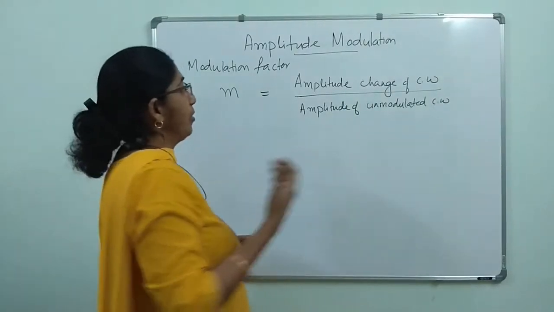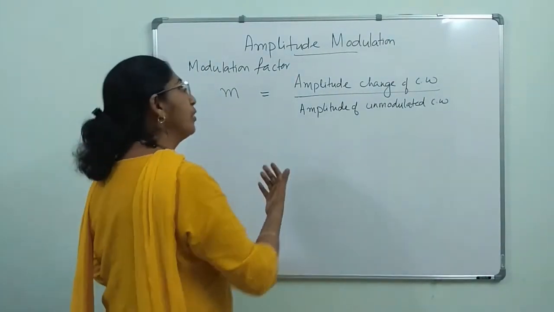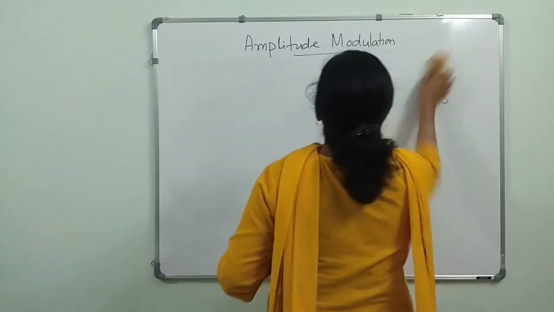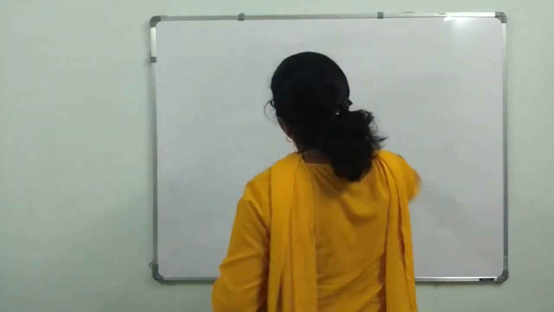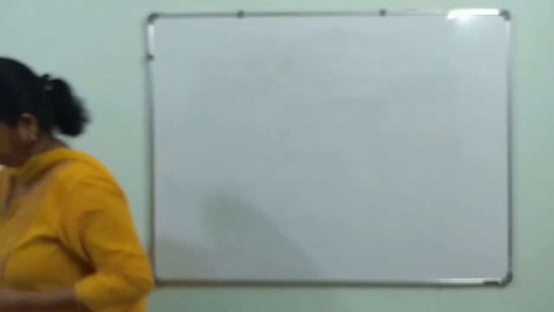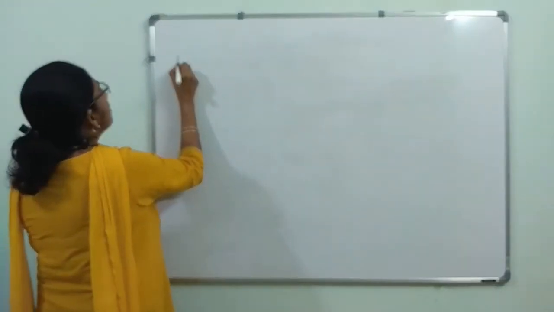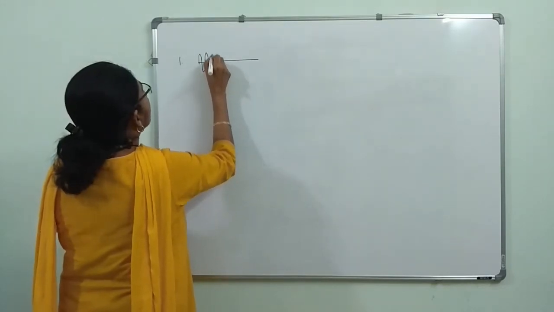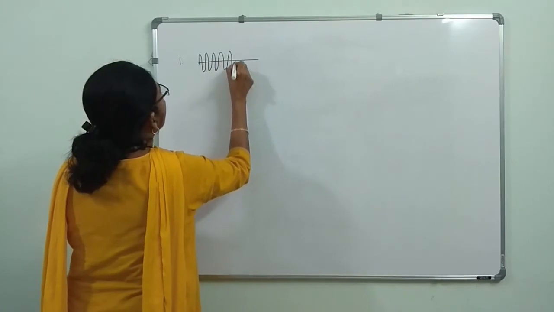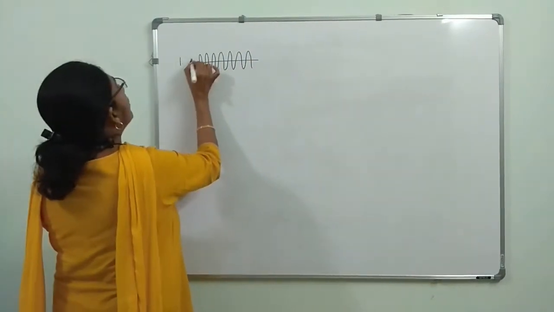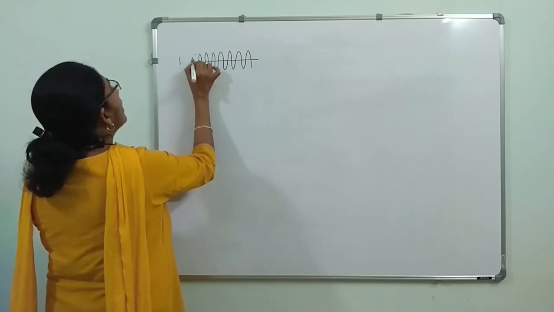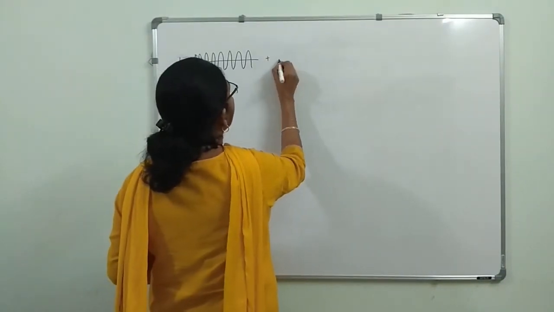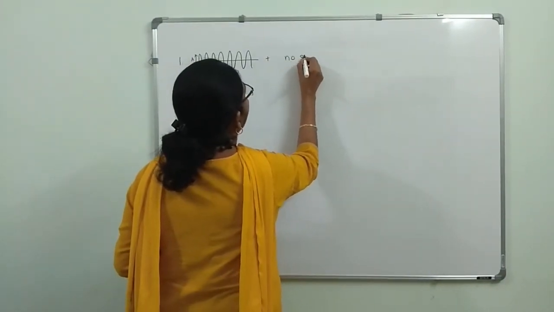Now let us find out the modulation factor. I'll give you some examples so that this will be more clear. First, let us take a carrier wave. The amplitude of this carrier wave, let us say A is the amplitude, plus no signal, zero signal.